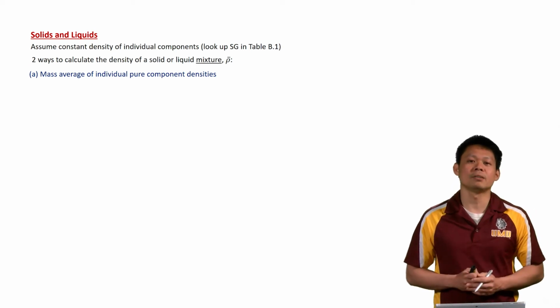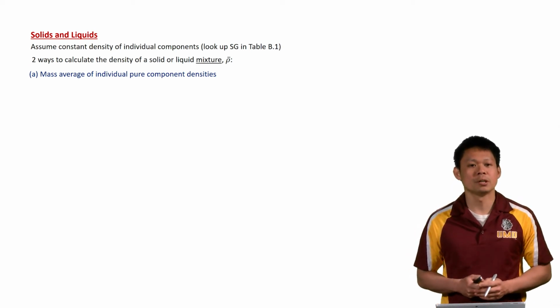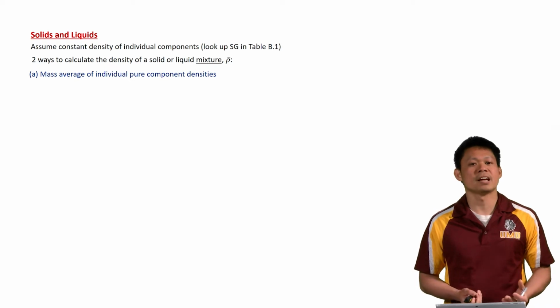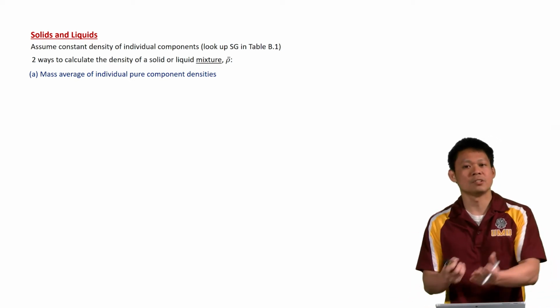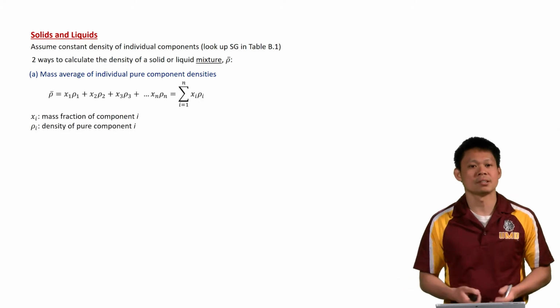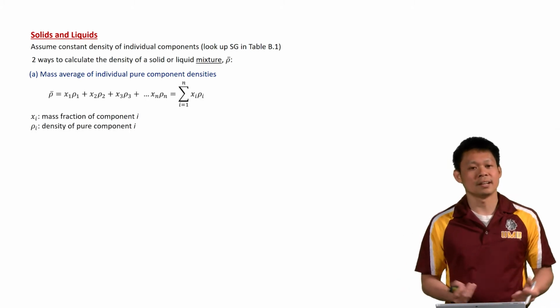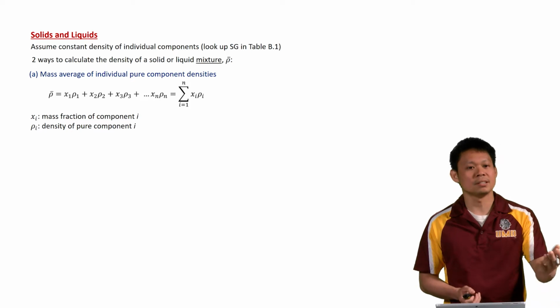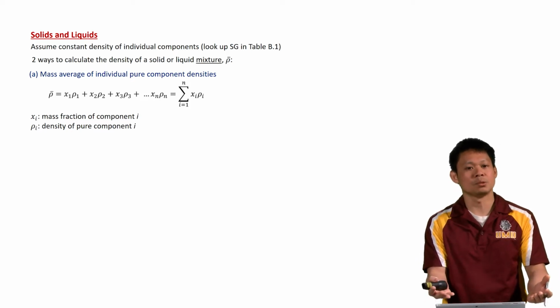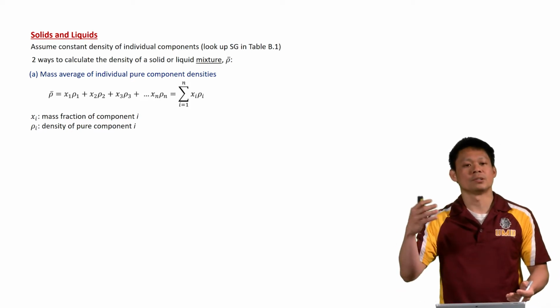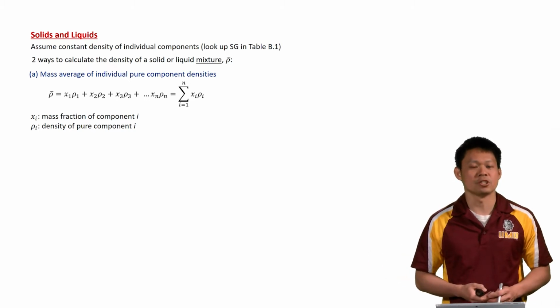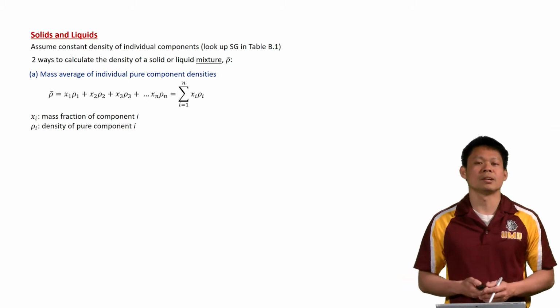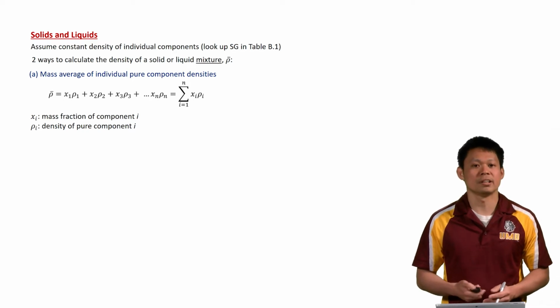There are two ways you can calculate the density of a liquid mixture. The first way is using the mass average of the individual component densities. So all we are doing is weighting the individual densities with the mass fractions. In equation form, you have the mass fraction of species 1 multiplied by the density of species 1. You sum them up for the different species, and you have the average density of that mixture. So that's the first method for calculating the density of a liquid mixture.